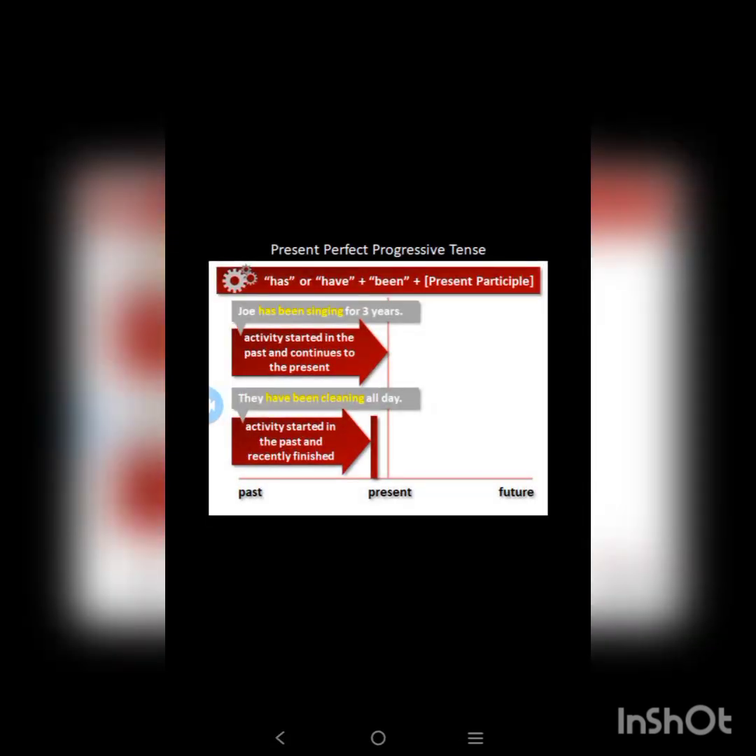See here, in present perfect continuous tense we will use has or have plus been plus the present participle of the verb. What is the present participle of the verb? A verb plus ing comes under the present participle. Walking comes under present participle. See here, an example is given for you.